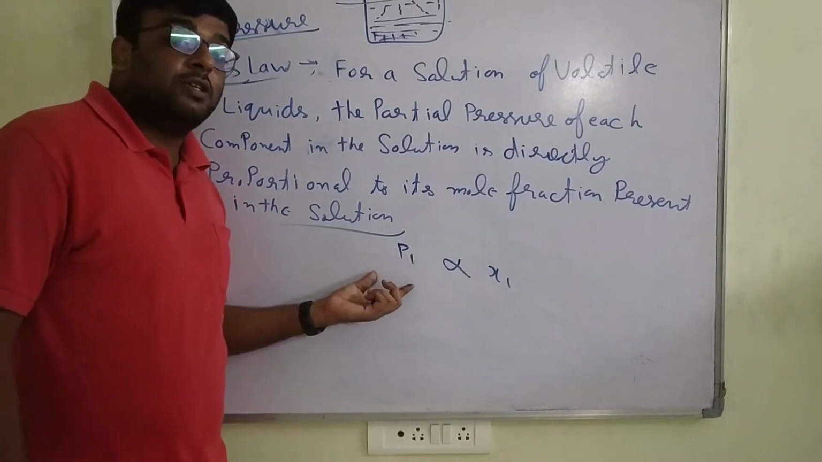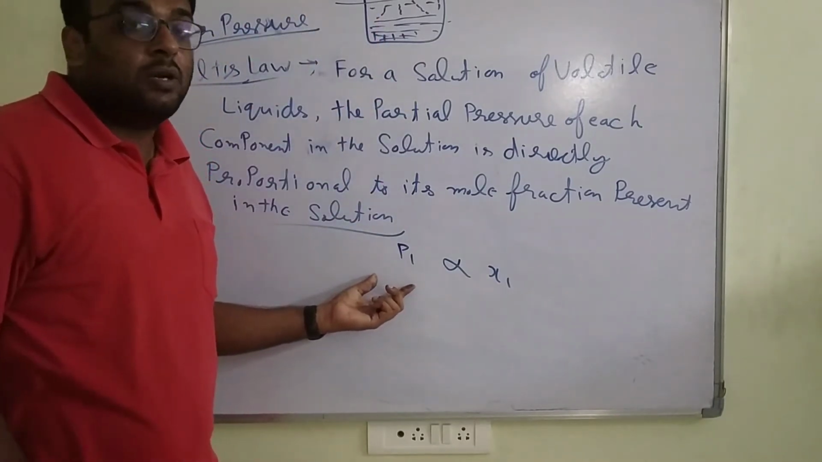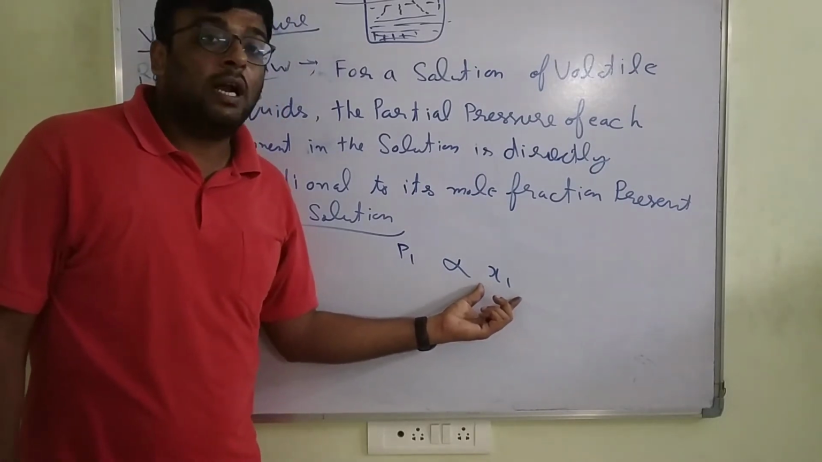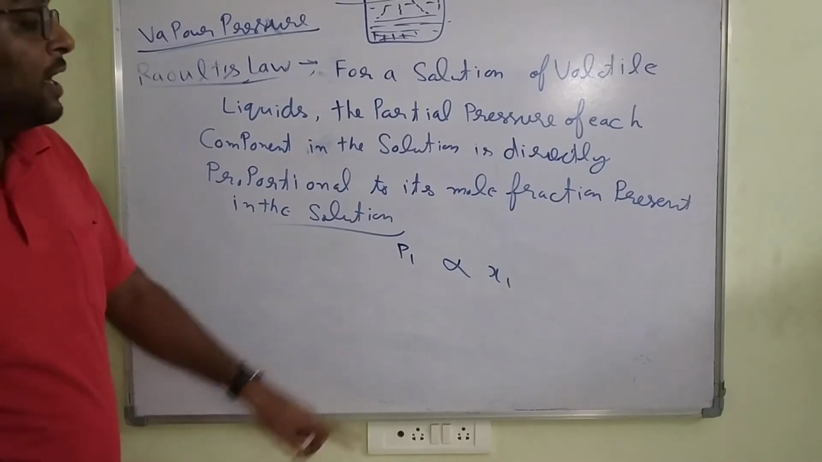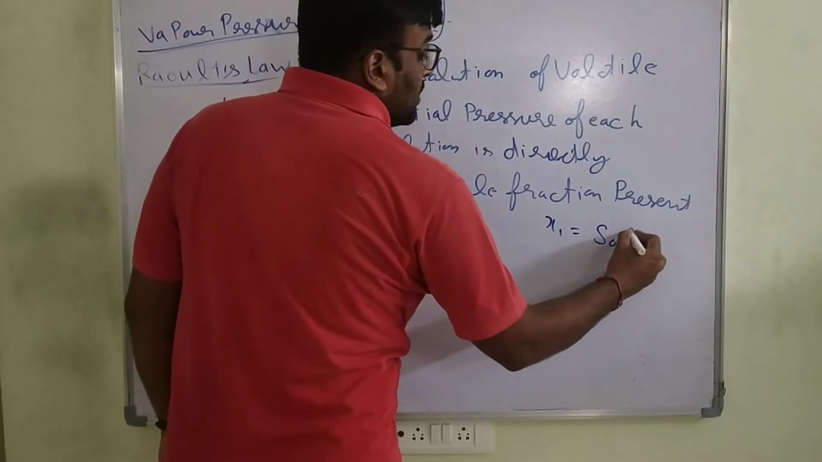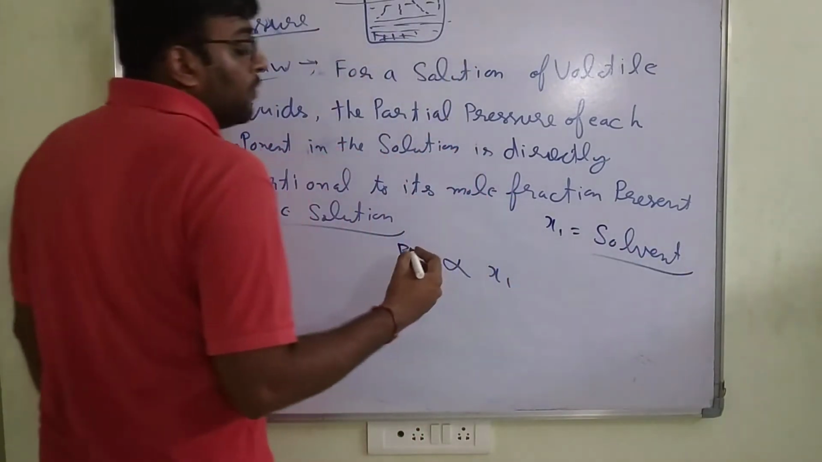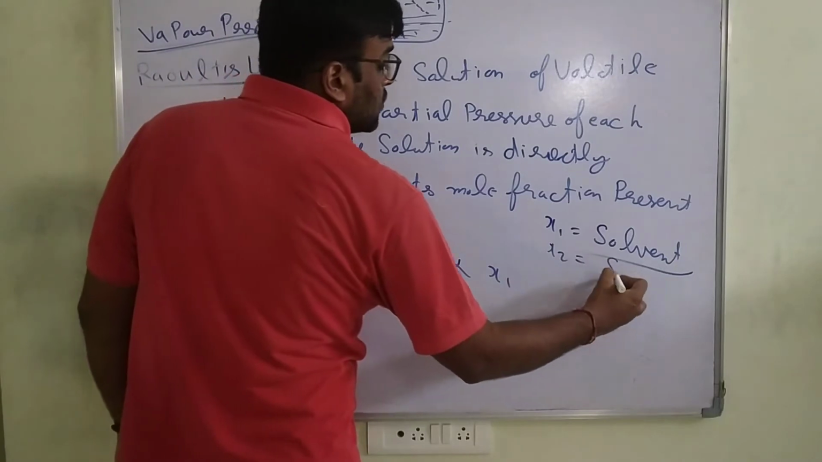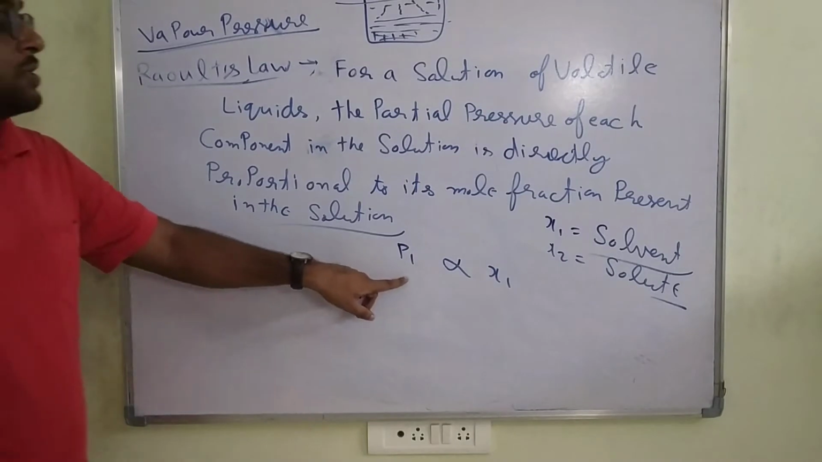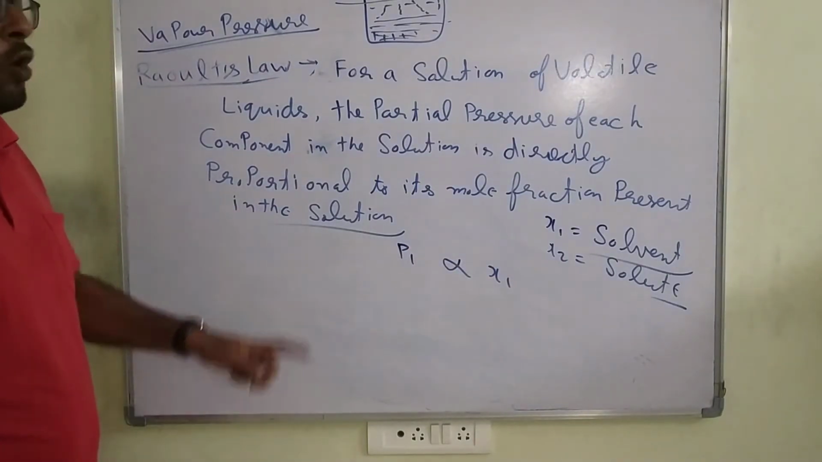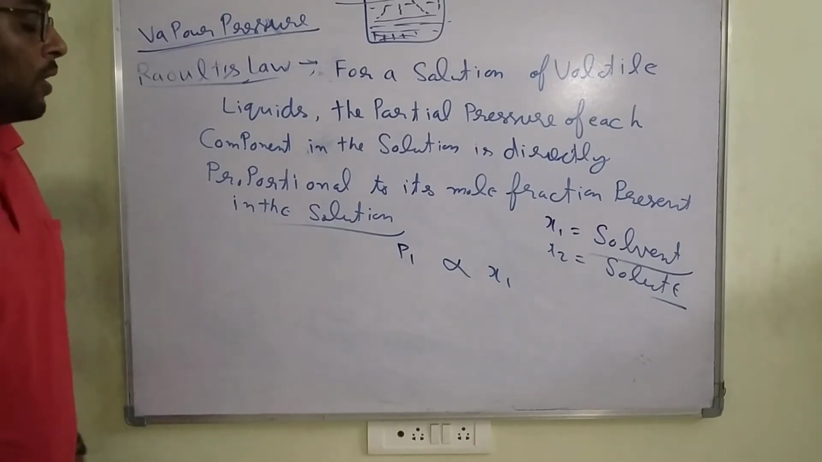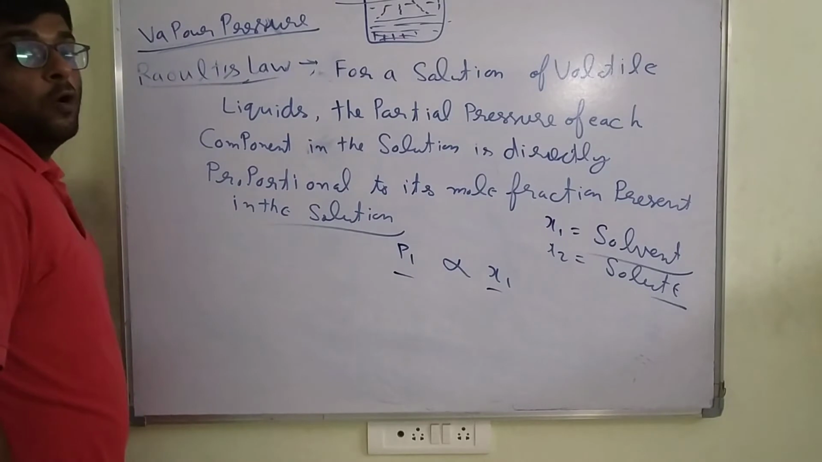What is partial pressure? It is the pressure applied by a component in this container. The partial pressure is directly proportional to the mole fraction. I am taking the example of mole fraction as in your book. It generally depends on the solvent. X1 is the mole fraction of the solvent, and X2 is the solute, with respect to your book. P1, the partial pressure, is directly proportional to the mole fraction. The liquid should be volatile; if it is not volatile, the condition is different.